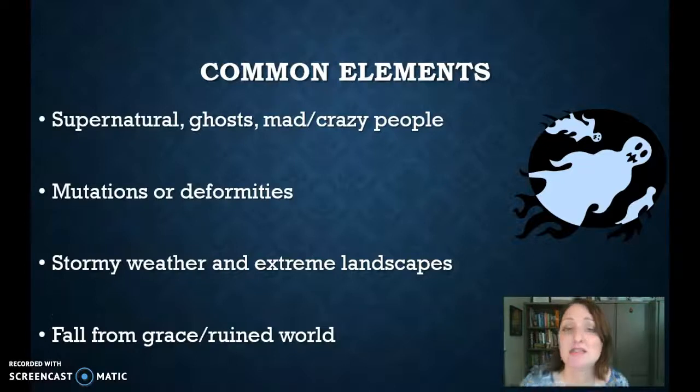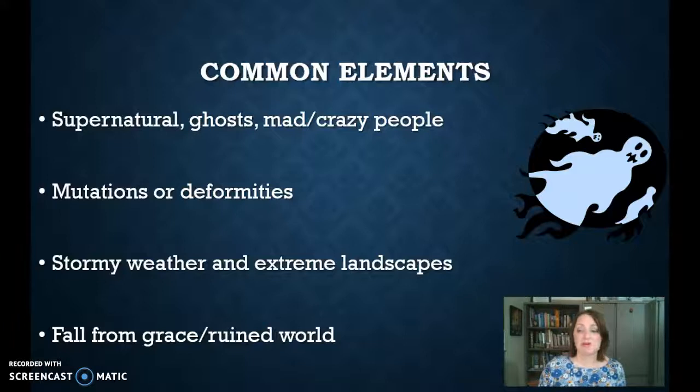So some common elements that you'll see in Gothic fiction include the use of ghosts, supernatural, or mad/crazy people. So you see that in Frankenstein. We don't have ghosts necessarily, but we have people who are perhaps thought to be mad or out of their minds. You have mutations and deformities, which is classic to Frankenstein. However, do keep in mind that Frankenstein is not the creature. Dr. Frankenstein is the person who created the creature, so that is something that people often mistake with this story.